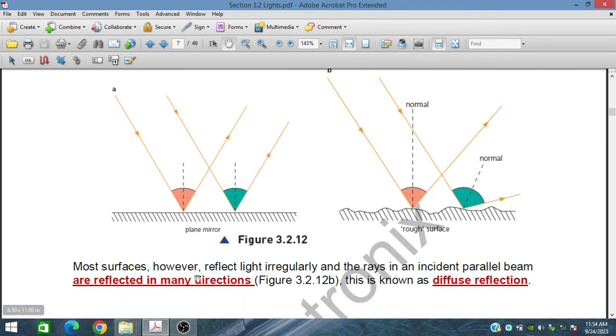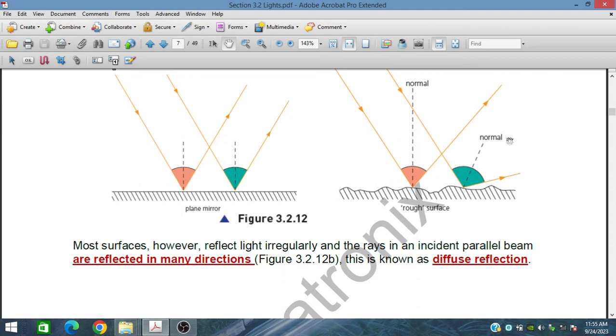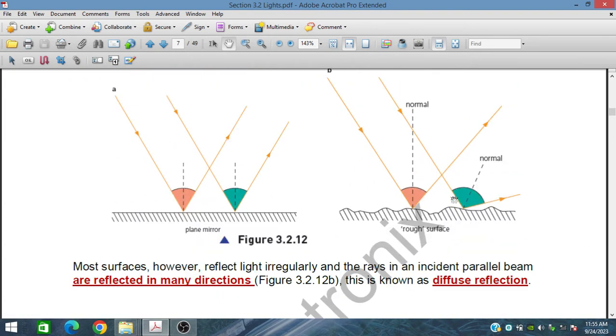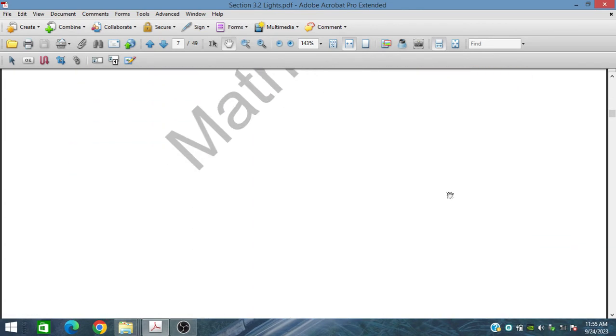But most surfaces, however, reflect light irregularly. So this is irregular reflection, and because of this it is also called diffuse reflection. The rays in an incident parallel beam are reflected in many directions. So one ray reflects in this direction, similarly other rays will move in other directions. So this is called diffuse reflection, and it is a very important phenomenon.